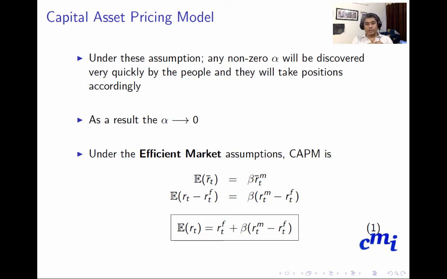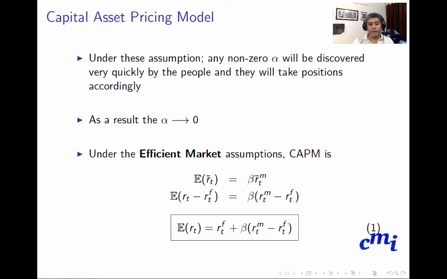So under these assumptions, any non-zero alpha will be discovered very quickly. If there is an alpha which is greater than 0 or less than 0, this will be discovered very quickly by all the market participants. If the alpha is greater than 0, then people will immediately start buying that stock, and as a result the alpha will go to 0. On the other hand, if the alpha is negative, people will very quickly figure out that this particular stock is overpriced, they will start selling it, and this alpha will again go to 0.